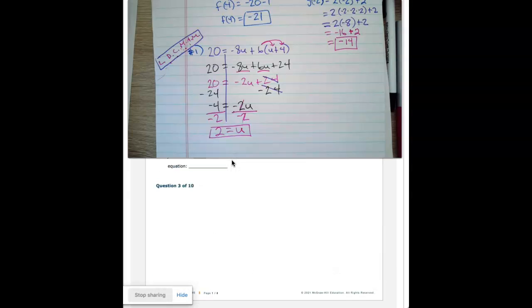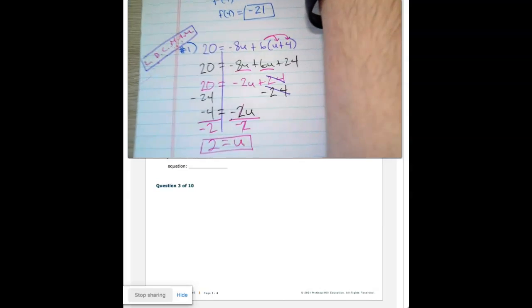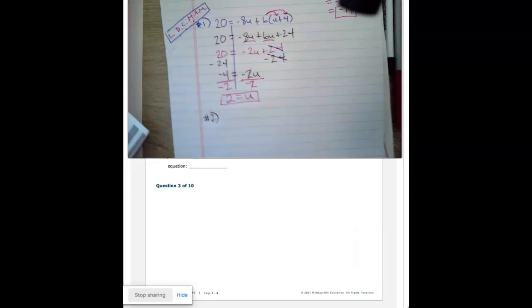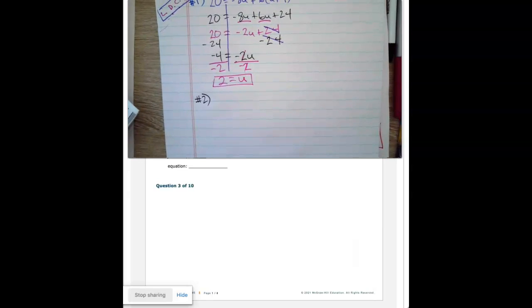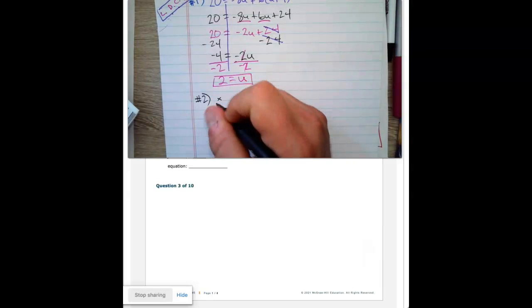Number 2. Notice number 2 says table of values of a linear function is shown below. So right off the bat, it's telling me it's linear. So for number 2, I don't have to decide whether it's linear or exponential or something else. So let me also adjust again here. I'm going to go ahead and copy this table down here.